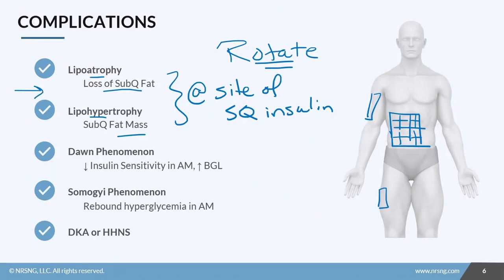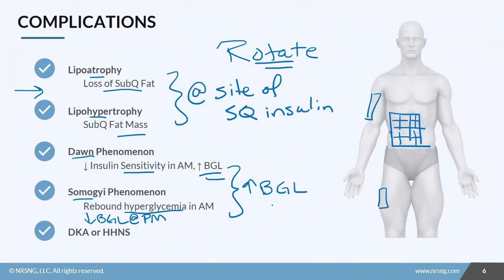Now, the other thing we tend to see is two things called Dawn phenomenon and the Somogyi phenomenon. Dawn phenomenon says that their sensitivity decreases in the morning to insulin, and so their blood sugars will be a little higher in the morning. And the Somogyi phenomenon says if their blood sugar is low at night, then they're going to have this rebound hyperglycemia in the morning. So with both of these, we're going to see an increased blood glucose in the AM. So just be aware of that.